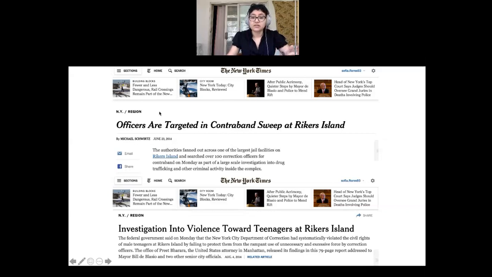At the time that this was happening, there were a lot of contraband sweeps, and there was also an investigation into violence towards teens at Rikers. The federal government issued this, and the United States Attorney released a 79 page report about human rights violations that were occurring to the youth, and civil rights violations of male teenagers at Rikers Island. So that makes the policy intervention very difficult because there are other extraneous factors that are really impacting people's mental health during the intervention.